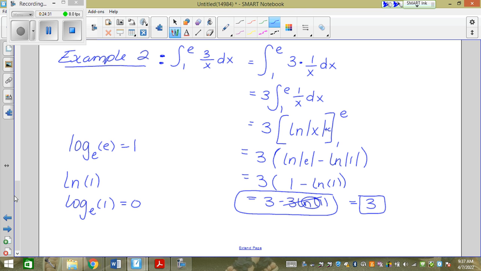So watch yourself. If you get an answer, but it doesn't match, and you know you did everything right, go back and be like, wait a second, what about the ln of 1? Maybe that's not there.